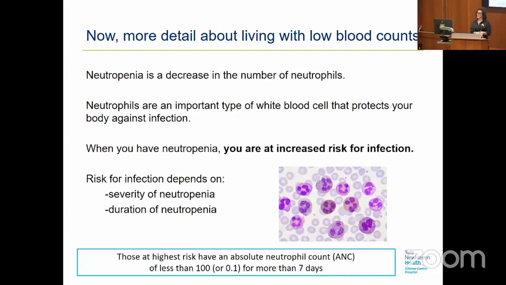We said that neutropenia is a decrease in the number of neutrophils, and that neutrophils are one type of white blood cell, but they're a very important type of cell in fighting and preventing infection. So remember, I said that the risk for infection depends on not only the number of neutrophils that you have, but how long you have been neutropenic for. So it's the depth of neutropenia, or how low the neutrophil count is, and how long it has been low. So if you have had a neutrophil count of 100 for many weeks, you are more at risk than somebody who's had a neutrophil count of 400 for a few days. So those at highest risk really have an ANC less than 100 or 0.1 for more than 7 days.